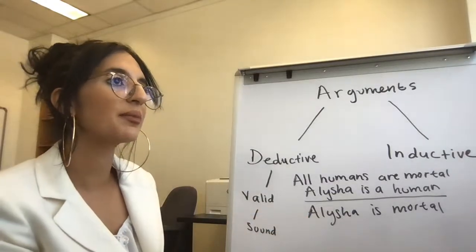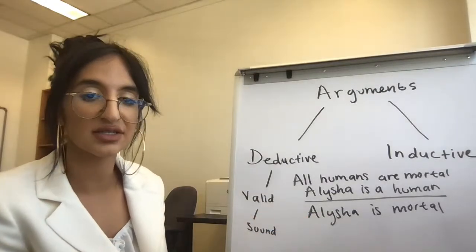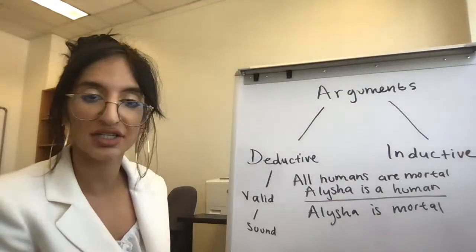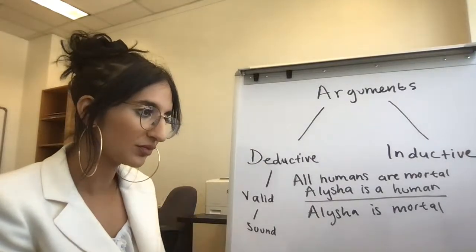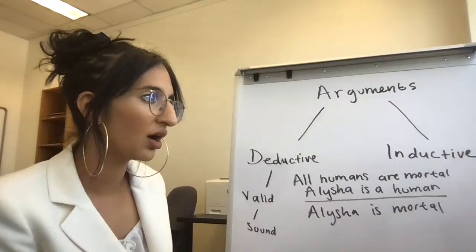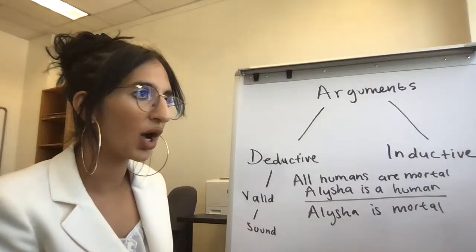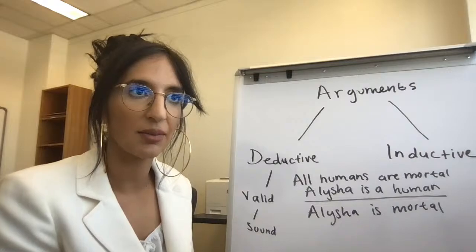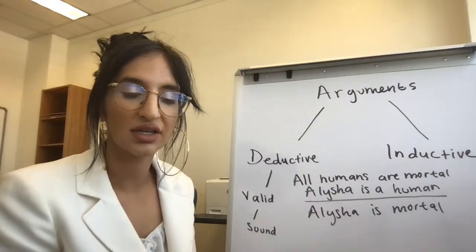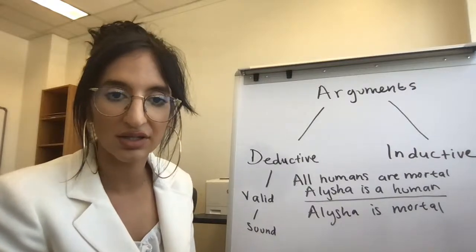Maybe if you think back to your geometry classes, that's where we did a lot of deductive reasoning. You think to yourself, all objects with four right angles are considered a rectangle.